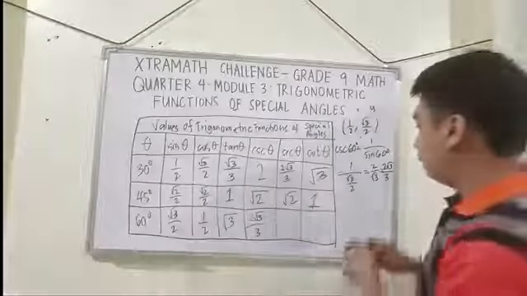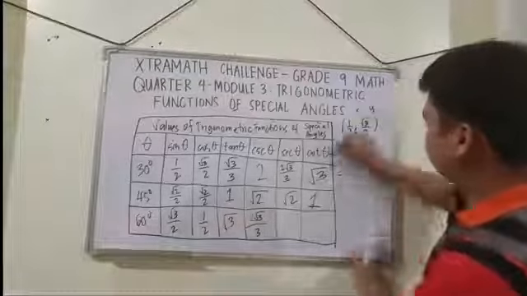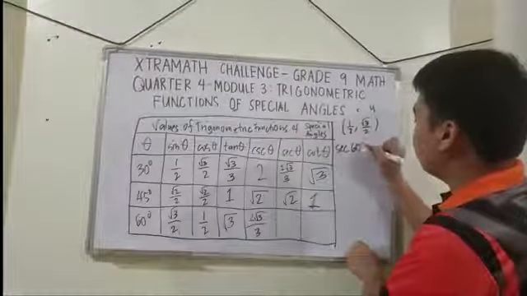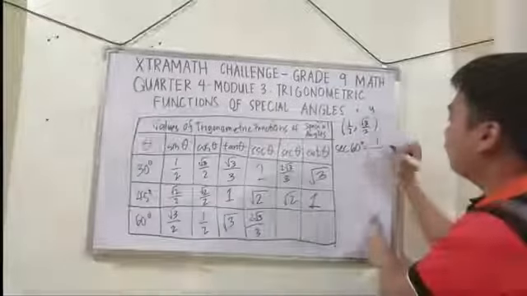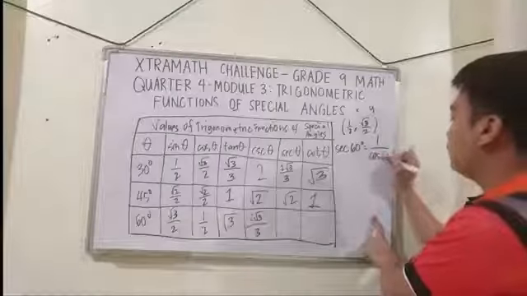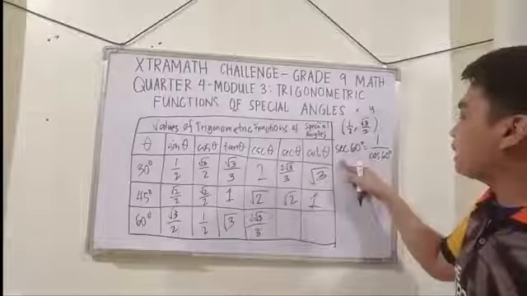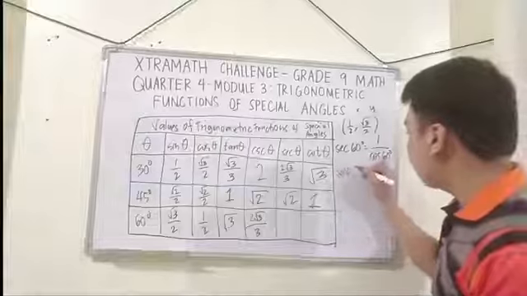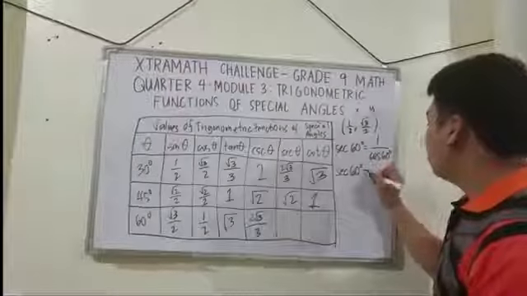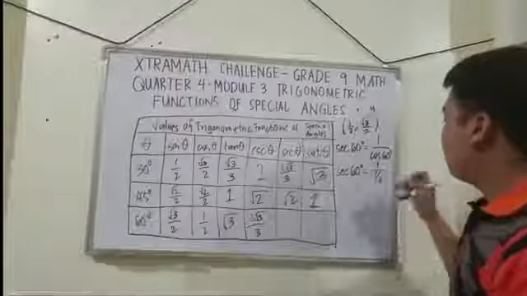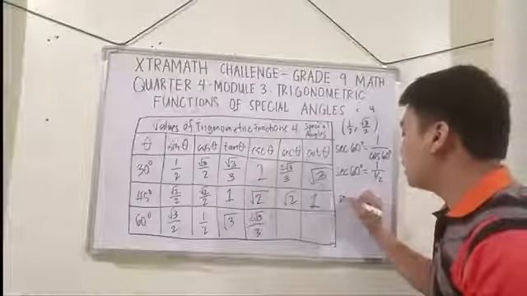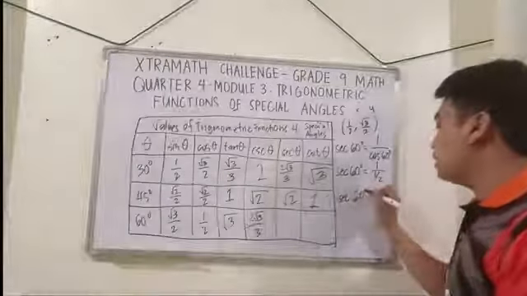So, for the secant of 60 degrees, that is equal to 1 over cosine of 60 degrees, because secant is the reciprocal of cosine. So, secant of 60 degrees is equal to 1 over 1/2, and the reciprocal of 1/2 is equal to 2. So, that means that secant of 60 degrees is equal to 2.